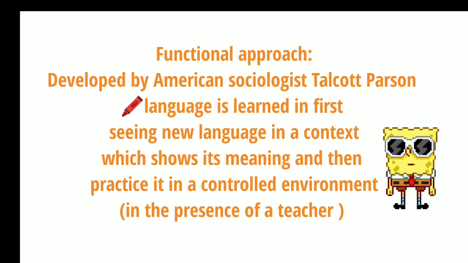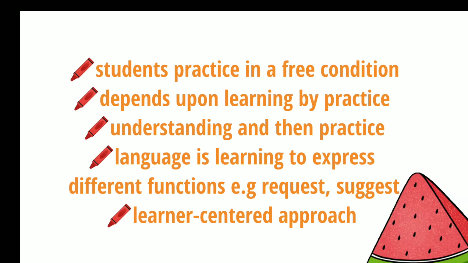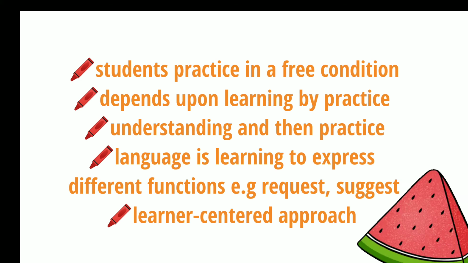This is presented by the American sociologist Talcott Parsons. In this approach, language is learnt by first seeing the new language in a context which shows its meaning and then practicing it. But the practice should be in a controlled environment. Controlled environment means where the teacher or instructor would be there and students are going to practice that. But practicing is using it in a free condition. There would be no conditions from the teacher's side.